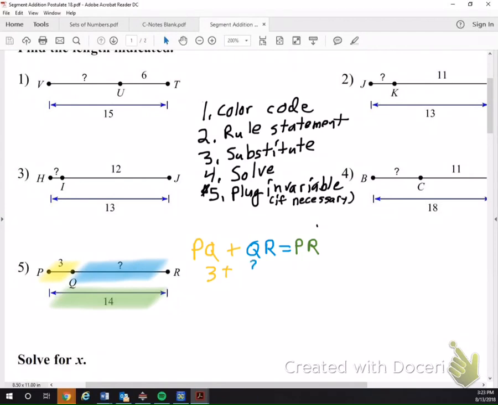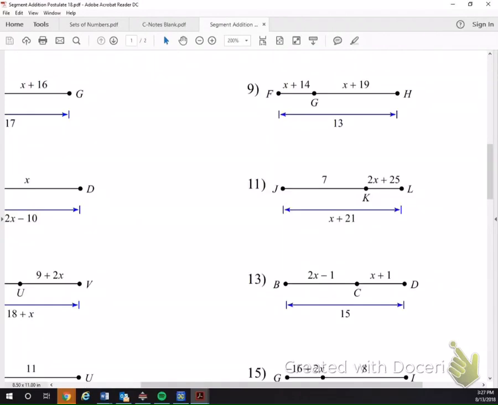Step 3, plug in. 3 plus question mark equals 14. So we're looking for that missing length, so we're just going to subtract 3. So we're going to write it out. Subtract 3 from both sides. This is the solve part. And we get question mark equals 11. And that's it. Now here, because there's nothing to go and plug back into, we're done. So we're done at number 4. Don't have to worry about that.